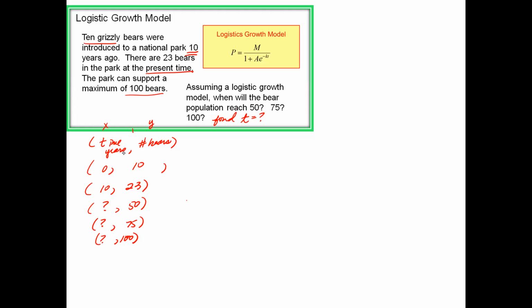All right, so then here's your model. Now your model here is P, which is the number of bears. T is right here, which is time in years. And then M. Now your M is going to be the maximum of what you can have, which is 100.